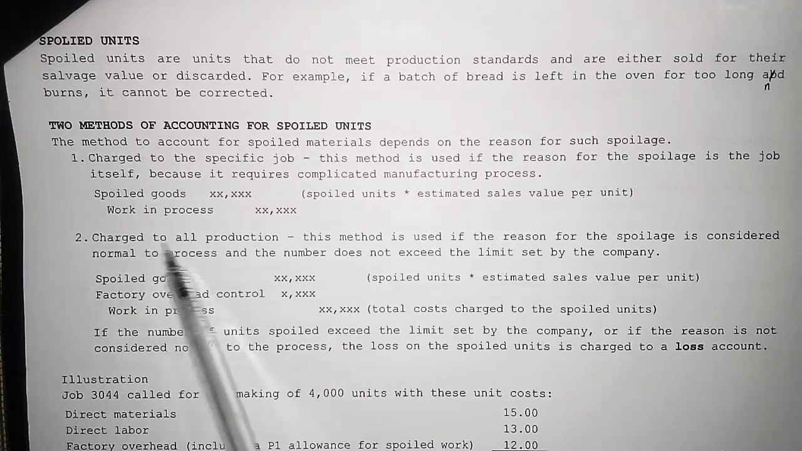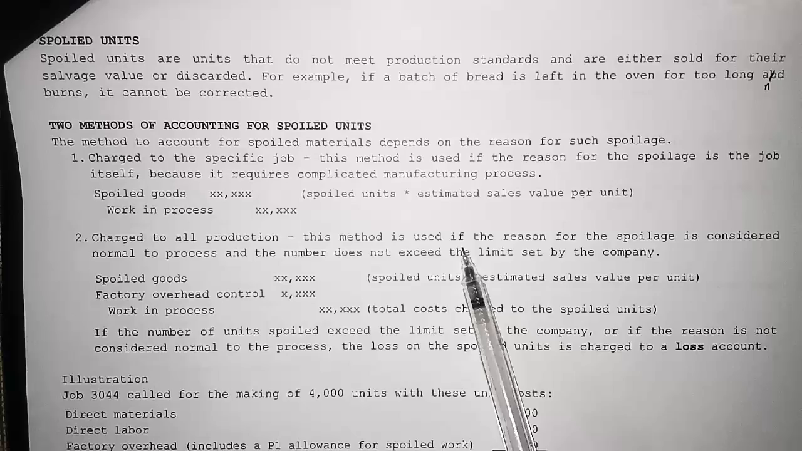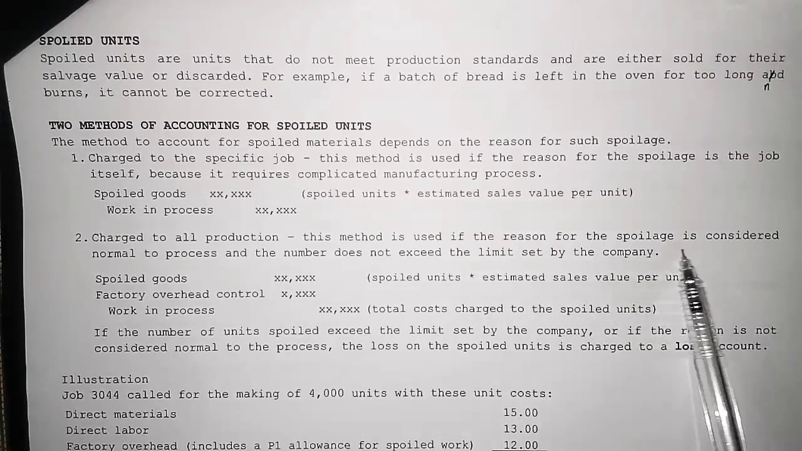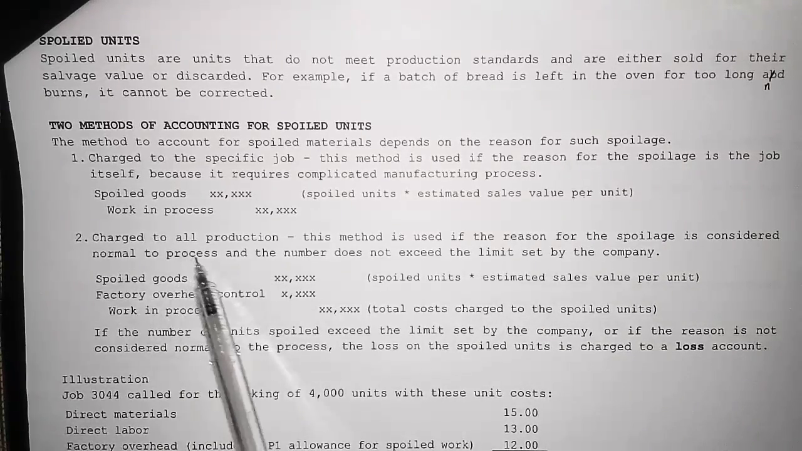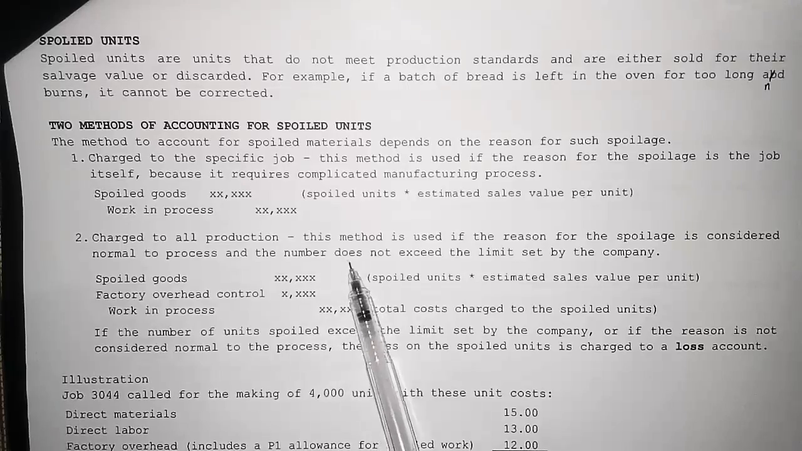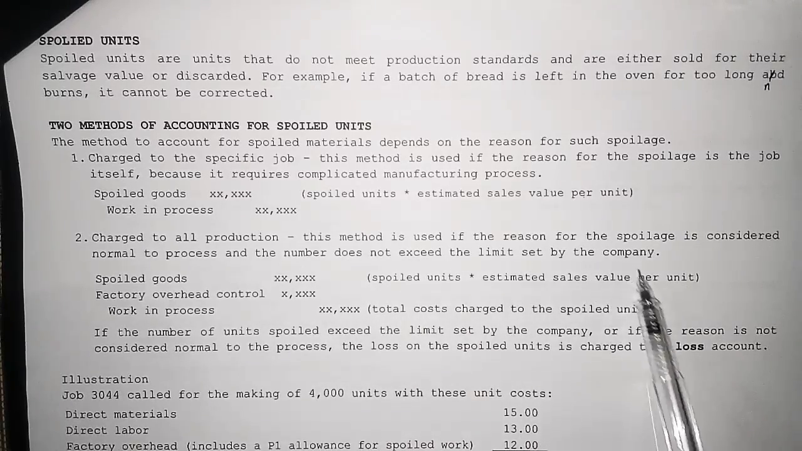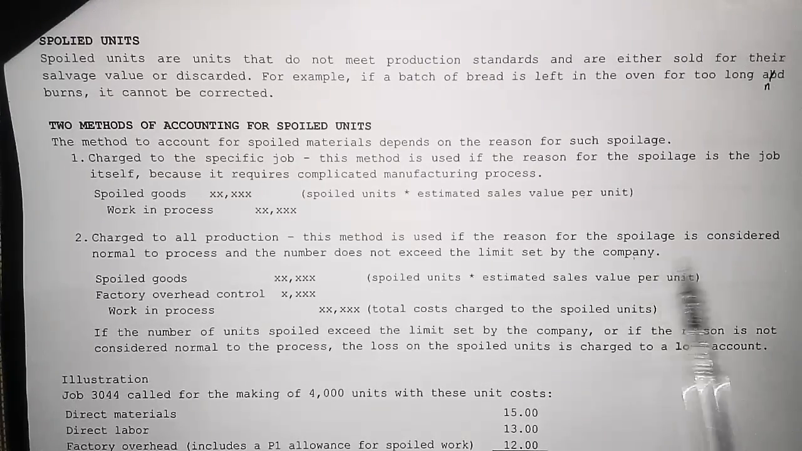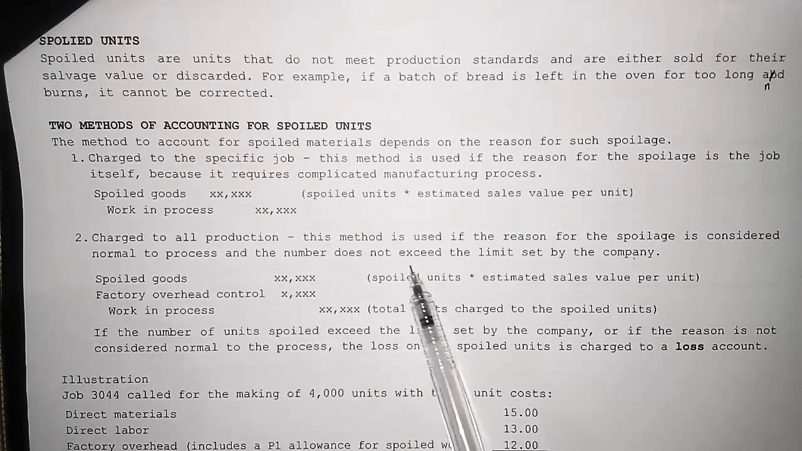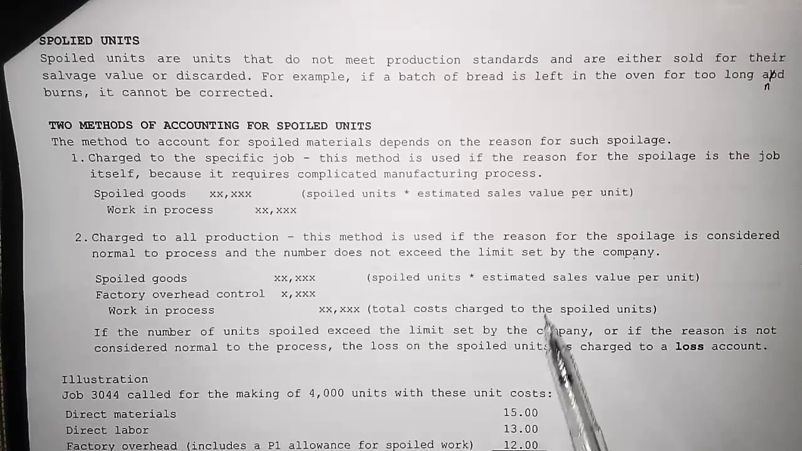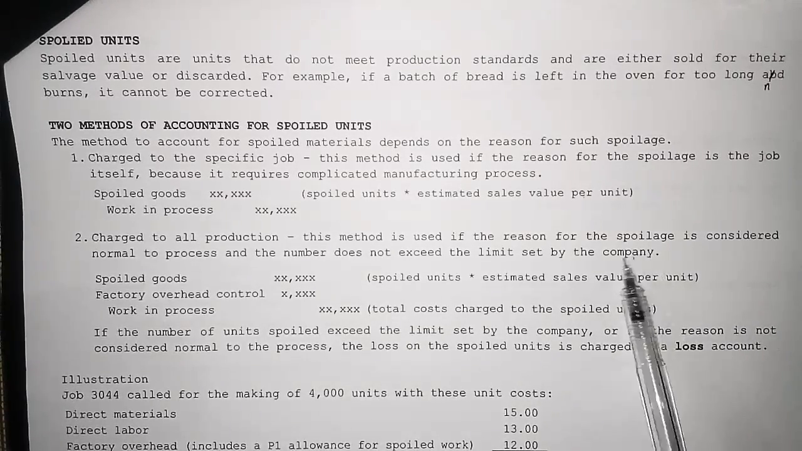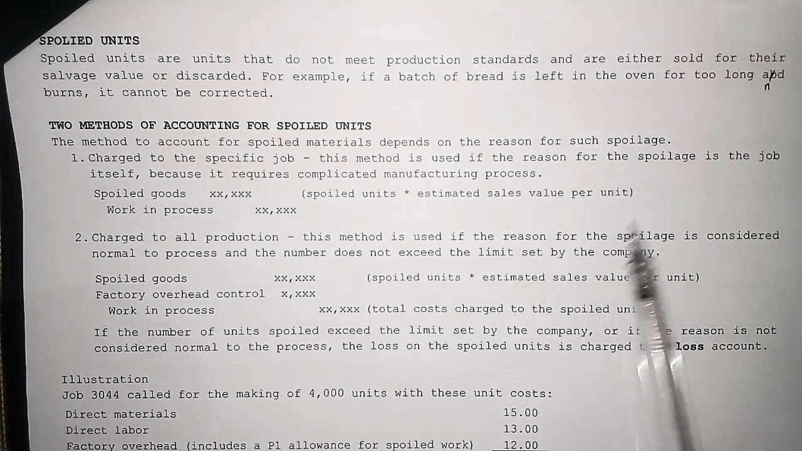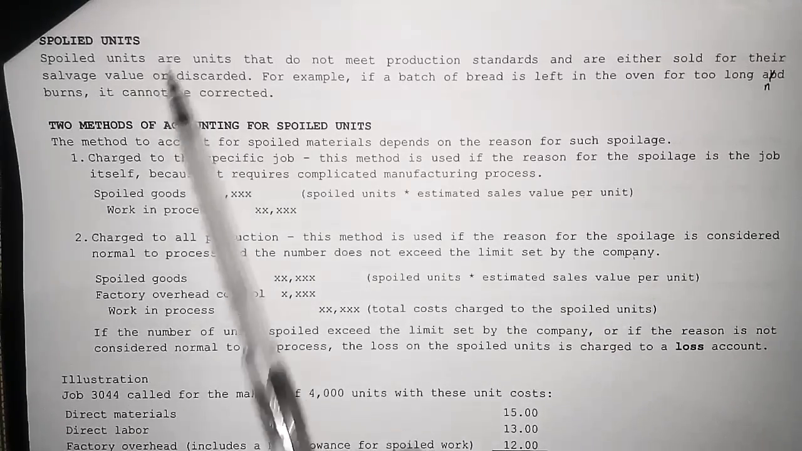Number 2, charge to all production. This method is used if the reason for the spoilage is considered normal to the process and the number does not exceed the limit set by the company. So, yung mga production ng mga company, normally, nagkakaroon talaga sila ng spoiled units. Gaano man kaganda yung production process nila, gaano man kabusisi, nagkakaroon pa rin ng spoiled units.